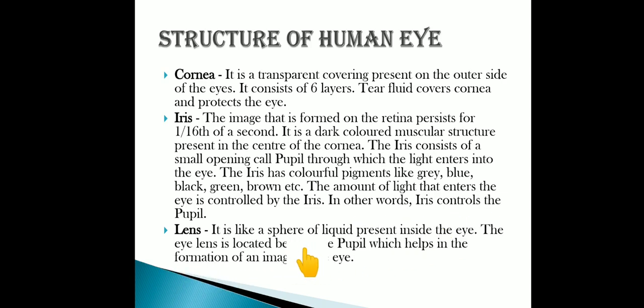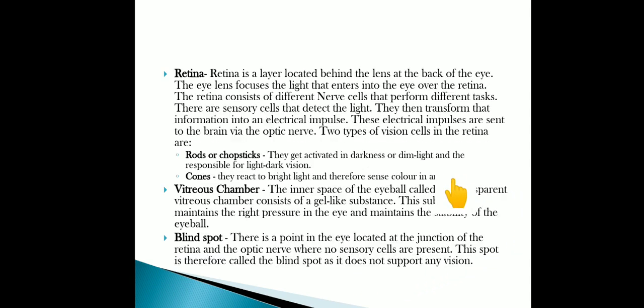And the lens is like a shape of liquid present inside our eye. The eye lens is located behind the pupil, which helps in the formation of an image in the eye. And then the retina, it is a layer located behind the lens at the back of the eye. The eye lens focuses light that enters the eye onto the retina. The retina consists of different nerve cells which perform different tasks. There are sensory cells that detect light.